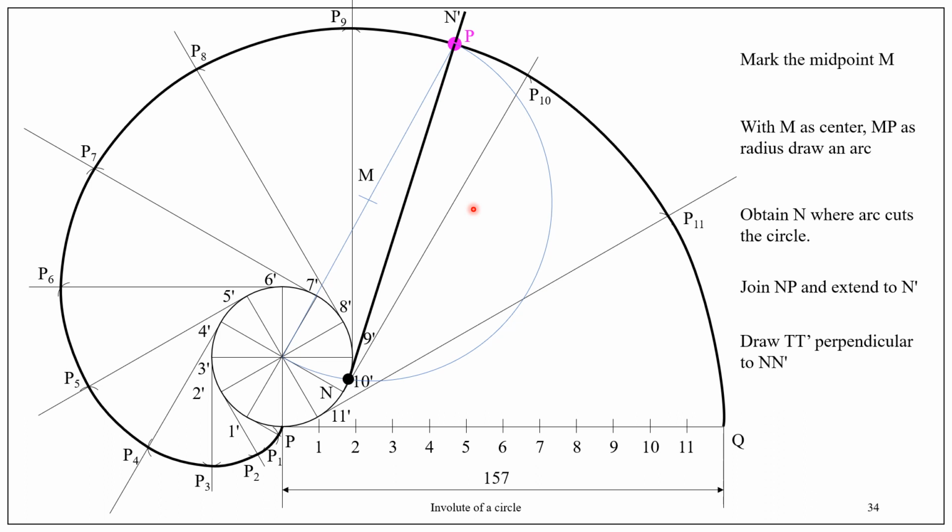Draw a line perpendicular to N dash through P, and that is T dash, which is the tangent for the involute at point P.